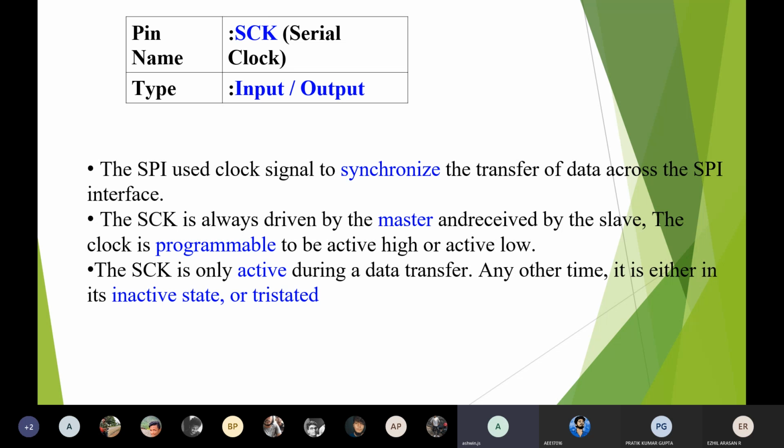If you want to transfer the data, the master will send the clock signal to the slave. The slave won't produce any clock signal. Only if the master wants to communicate with a particular slave, the master will generate the clock, activate the slave by giving the clock pulse, and decide whether the slave has to work at active high or active low.